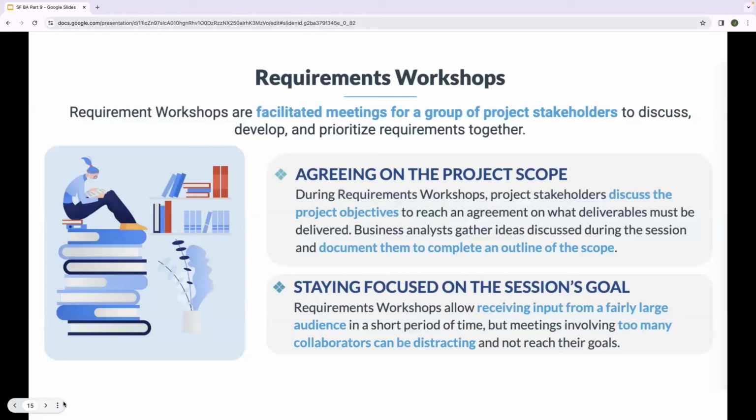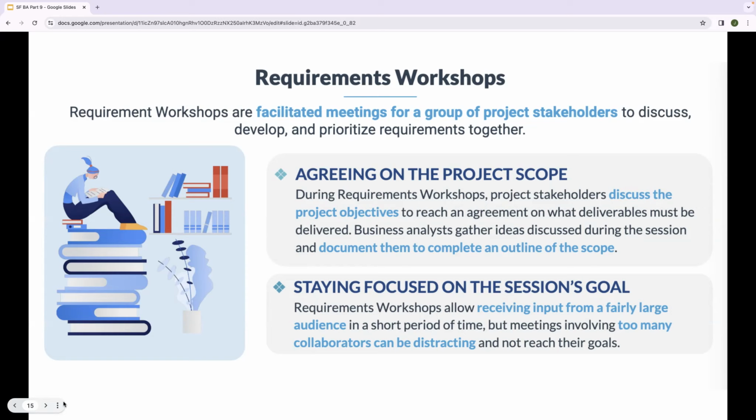Requirement workshop, or facilitated meetings for a group of project stakeholders to discuss, develop, and prioritize requirements together, agreeing on the project scope. During a requirement workshop, project stakeholders discuss the project objectives to reach an agreement on what deliverables must be delivered. Business analysts gather ideas discussed during the session and document them to complete an outline of the scope.